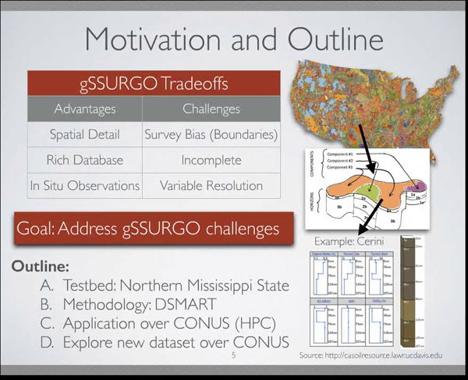So the outline of what I'm going to talk about: I'm going to work in northern Mississippi, where there's a good example of the harmonization problem. And the methodology, as John pointed out, is a DSMART algorithm that was developed over the past few years at the University of Sydney, and it was implemented over Iowa, those 4 counties. And then the key point of this talk is going to be the application over CONUS, the contiguous United States, and how high-performance computing is the only way that we could actually get this done in this short time. And then what I want to do is explore this new data set over CONUS. I'm going to look at a bunch of different states, and I'm going to zoom into some parts in California to show what this data can actually now give us.